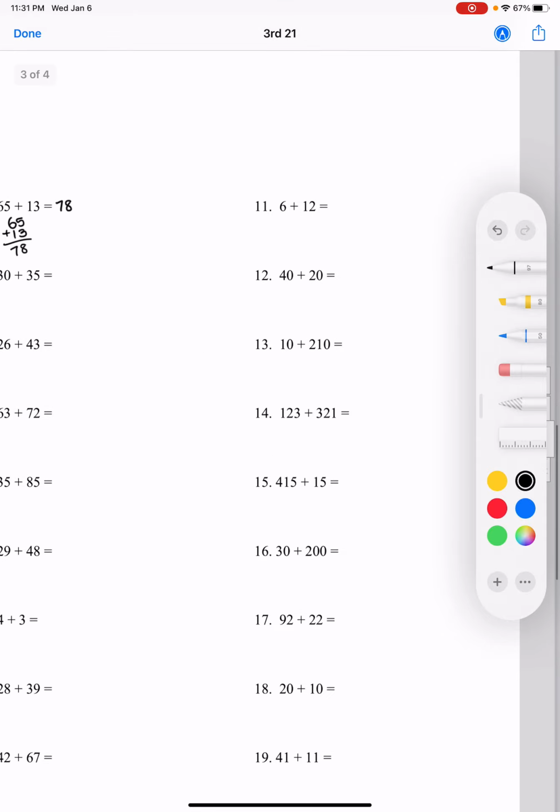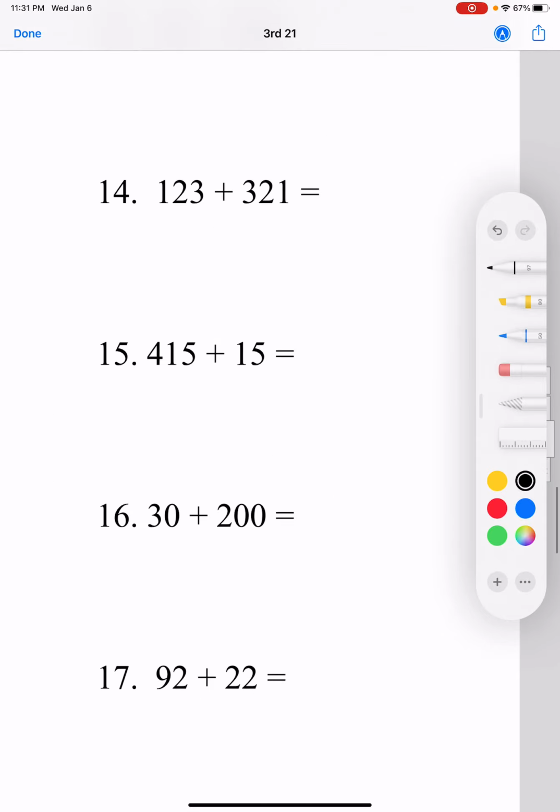Let's see, so number 15. So we have 415 plus 15. So we're always going to align it on the right so that the ones are in the same place and the tens are in the same place and the hundreds are in the same place. So bigger number on top, smaller number on bottom. 5 plus 5 is 10. So you bring the 1 to the tens place. 1 plus 1 is 2, plus 1 is 3, and 4 plus nothing is 4. So your answer to 415 plus 15 is 430.